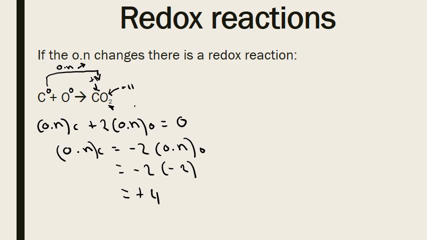So this is the loss of electrons. So this is oxidation. And here the oxidation number decreases, so it has gained electrons. So reduction has occurred. Because oxidation and reduction are happening at the same time, this is a redox reaction.